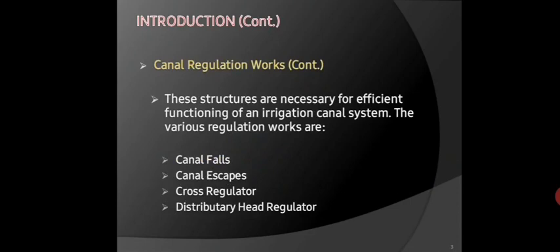These structures are necessary for efficient functioning of an irrigation canal system. The various regulation works are canal falls, canal escapes, cross regulator, and distributary head regulator. These are the structures which are to be constructed on a canal to regulate the flow, velocity, or level of water.